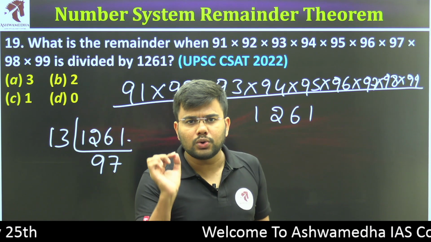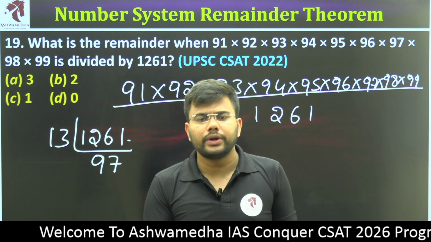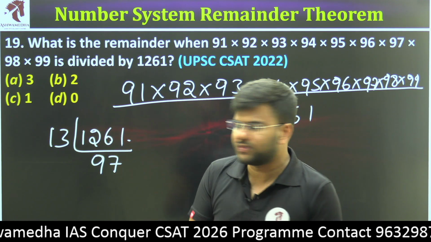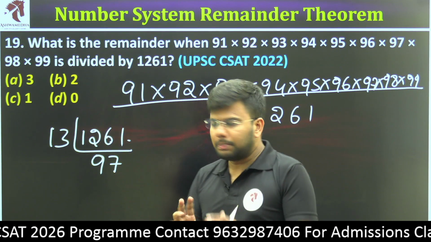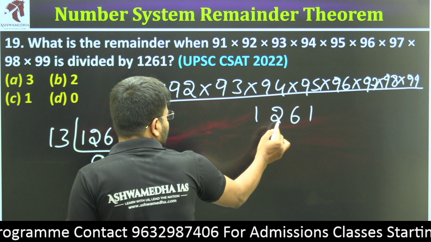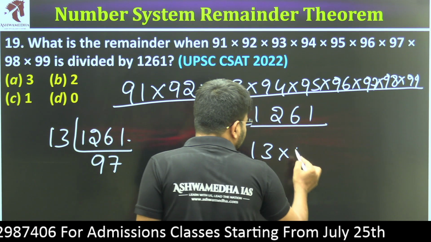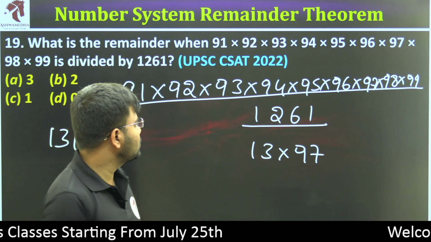From 1 to 100, you should know all the prime numbers. We shall go into the number system and see what prime numbers, odd numbers and even numbers are. First, we shall finish this remainder theorem. So 97 is a prime number. That means 1261 can be written as 13 into 97, a product of two prime numbers. 13 is also a prime number, 97 is also a prime number.